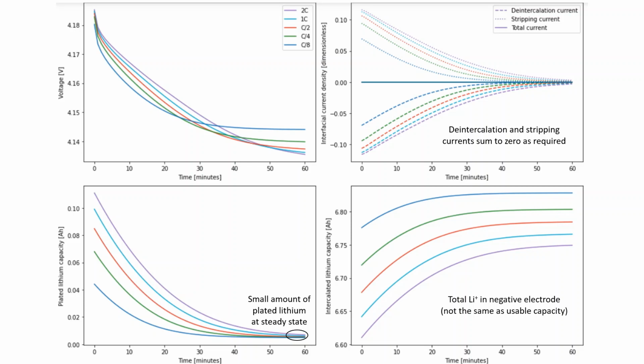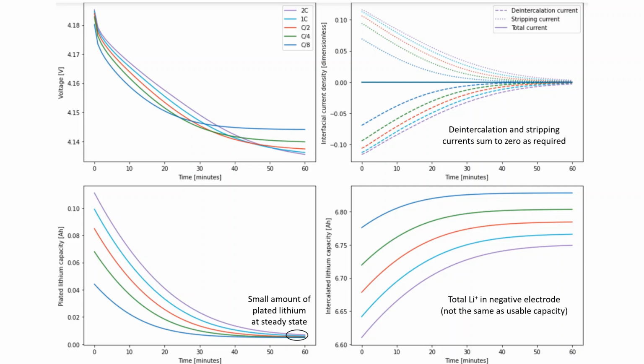And now let's look at the results. So the voltage behaves in a similar manner to in the Ren paper, which is good. The deintercalation and stripping current sum to 0 at all times as required during a rest phase, so that's working properly.